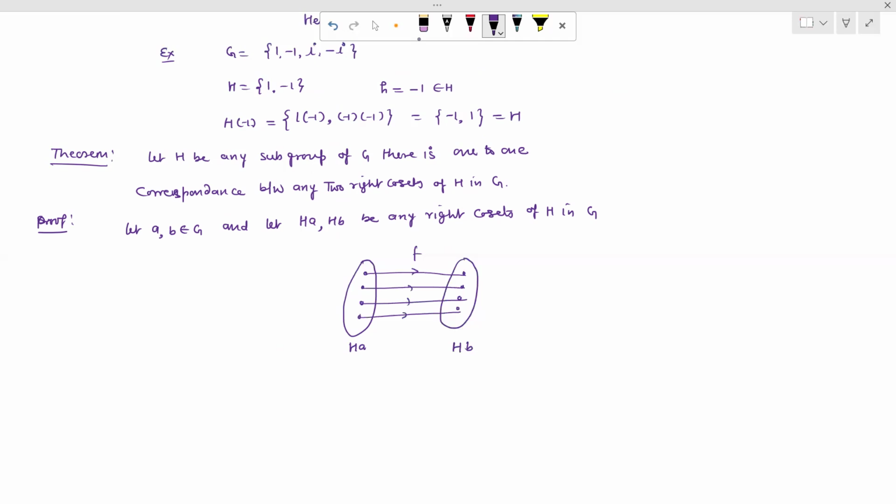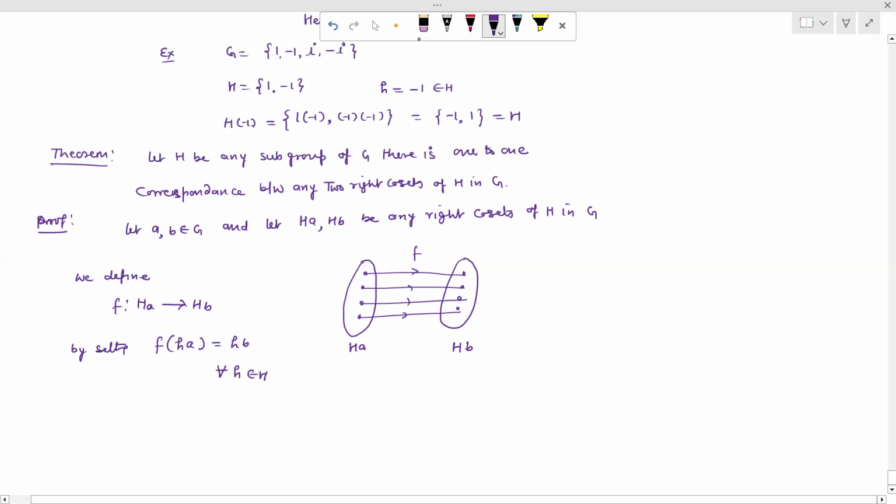So we define a function f from Ha to Hb, right coset of a to right coset of b, by setting the function in this way: f(ha) is equal to hb, that is, the right coset element of a maps to the right coset element of b, for every h belonging to H.